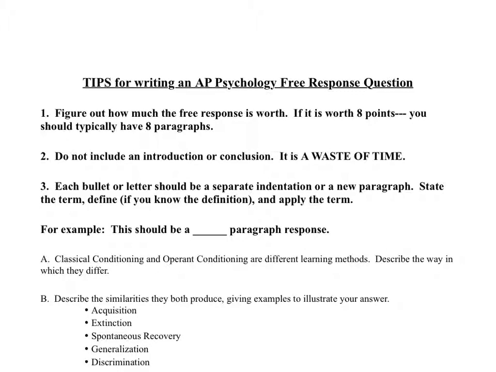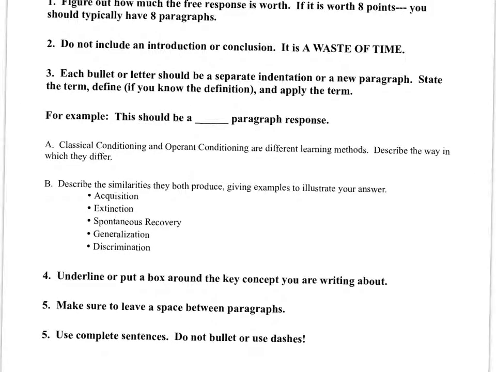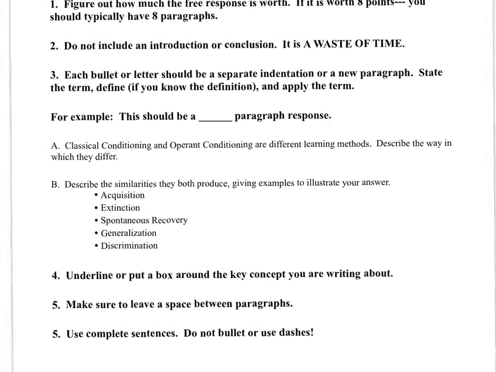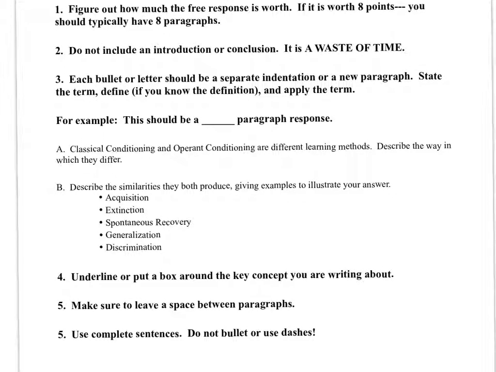And oftentimes what you do is you take a look at how many terms are given. For example, in this particular one, you'll see that there's an A and a B. And the part A asks you to describe the way in which classical conditioning and operant conditioning are different learning methods. So that would be 1 paragraph. It would be worth 1 point.